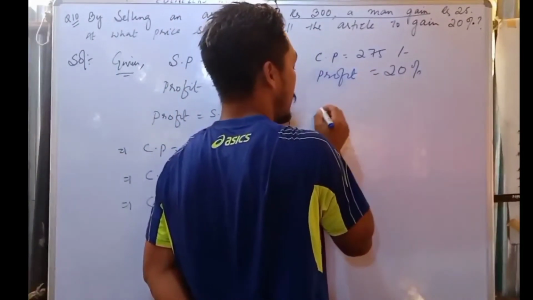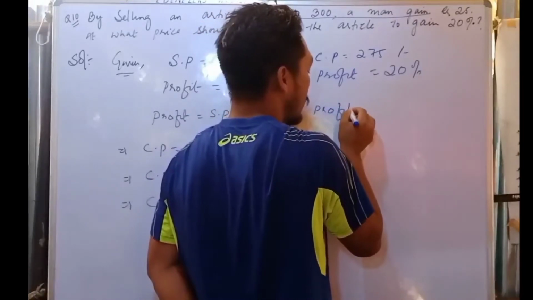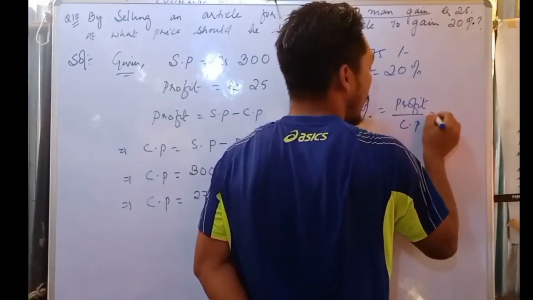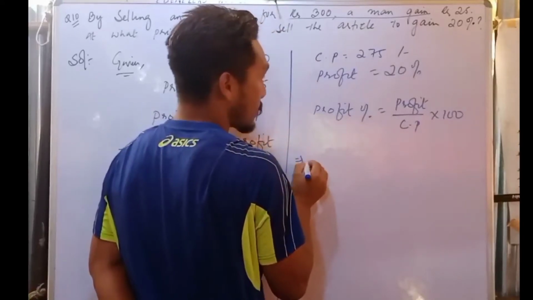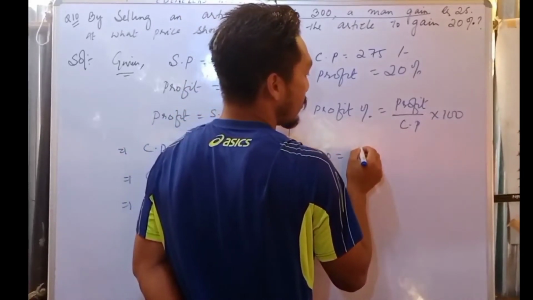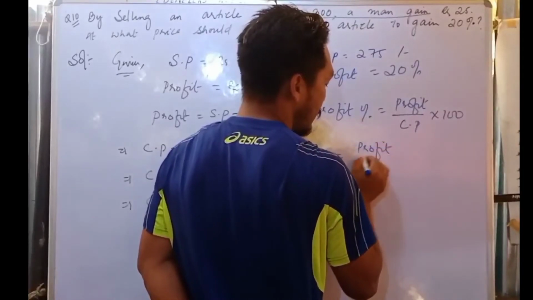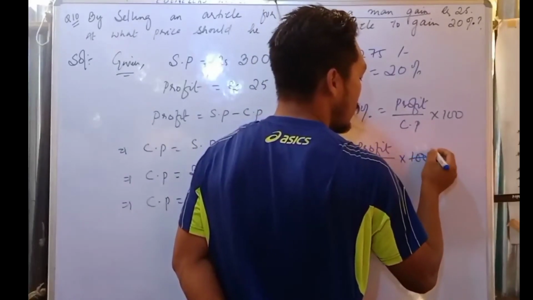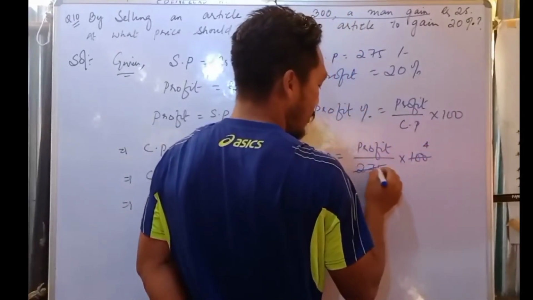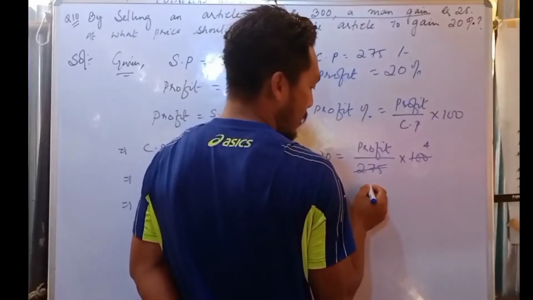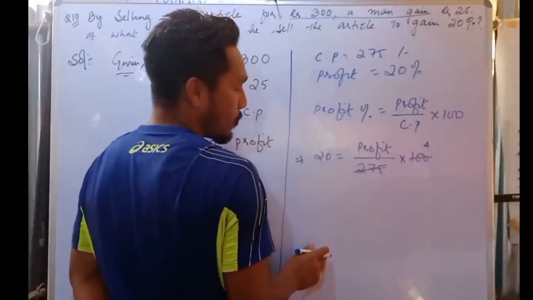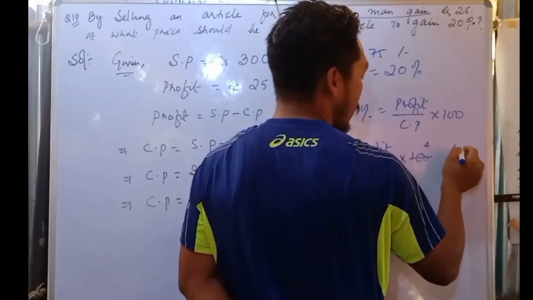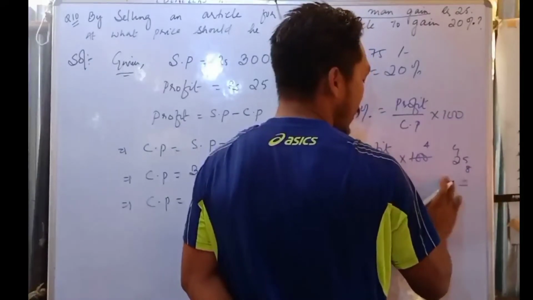Profit percent is equal to profit divided by CP into 100. The profit percent is 20%, and the profit we don't know. The CP is 275, so it is 275 into 100.